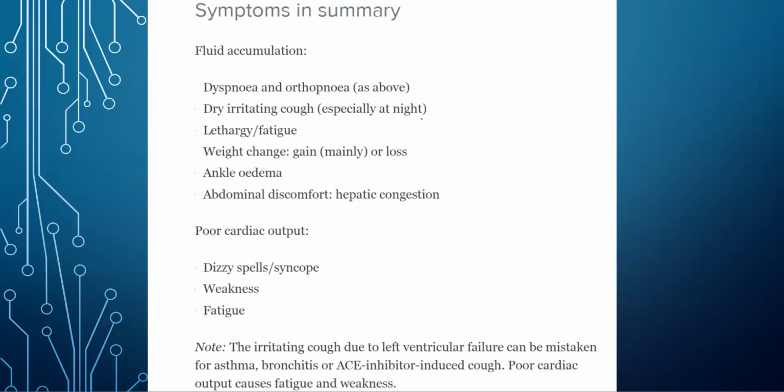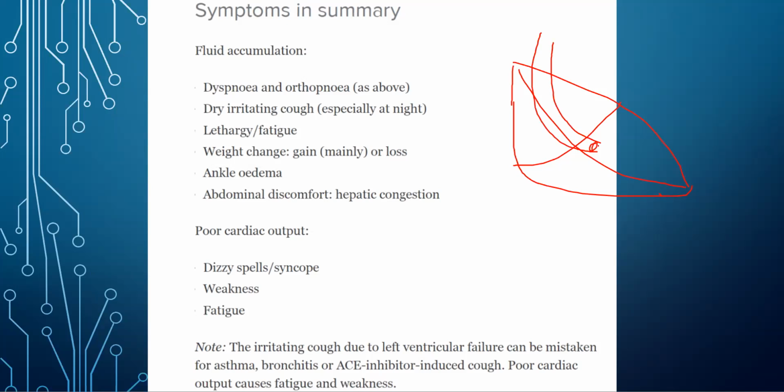Now, the symptoms in summary of a heart failure patient. You have seen the video, right? So if I draw a picture of the heart, and let's say this is your aortic valve, and that's the aorta. You need to understand the basic pathophysiology of the heart first. Normally, from all the venous system, from your extremities, blood comes through the superior vena cava and inferior vena cava. The inferior vena cava brings blood from your lower extremity to the right atrium.